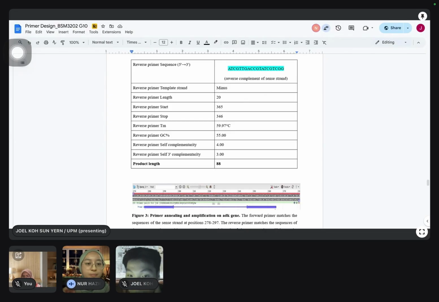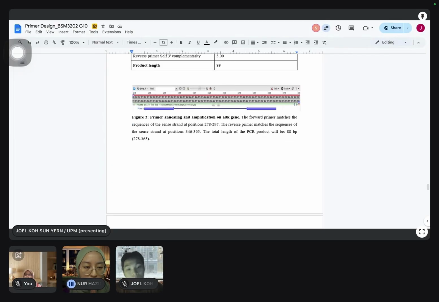And then the template strand for the reverse primer is minus, its primer length is 20, same as the forward primer, and it starts at 365 and stops at 346. The melting temperature is 59.97 degrees Celsius, and its GC content is 55, which is ideal. Self complementarity is 4, its self 3' complementarity is 3, which is also considered low and ideal. So the total length of the product is 88.